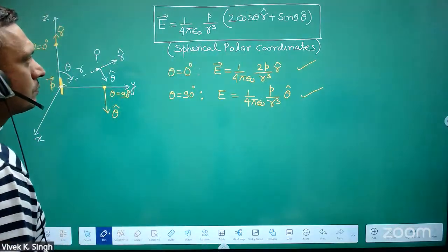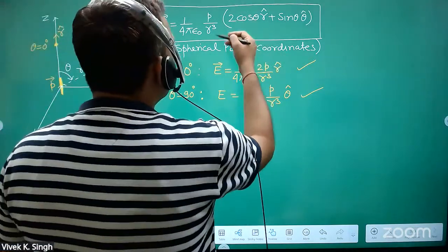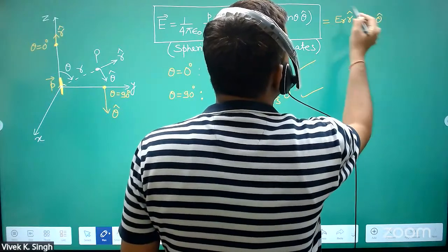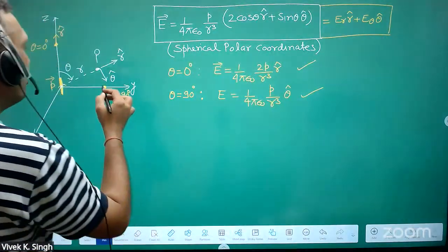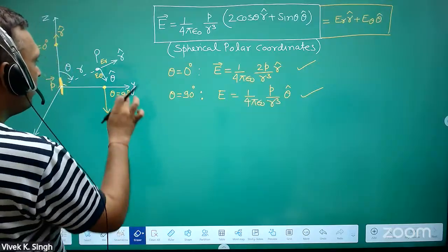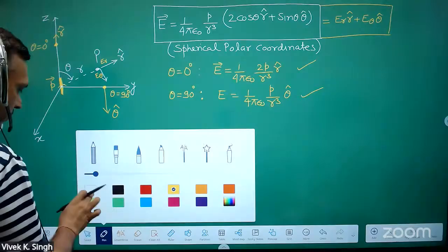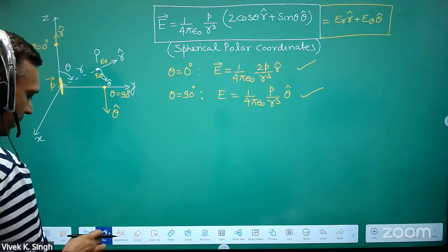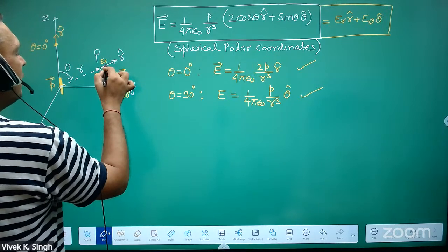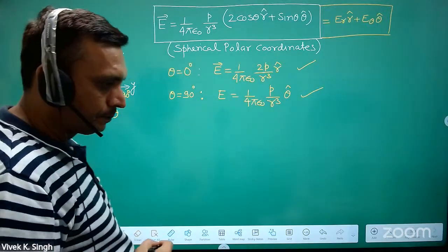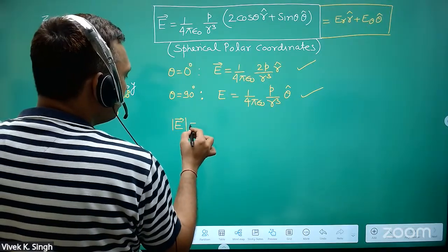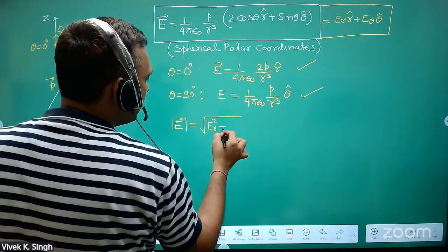Is it clear? Because in spherical symmetry, it has two components. This component is the E r component and this component is E theta, and this direction is theta cap. Let's see, the resultant field E makes an angle alpha with r cap. So what will be its magnitude? If we write in spherical symmetry, the magnitude will be under root E r squared plus E theta squared.